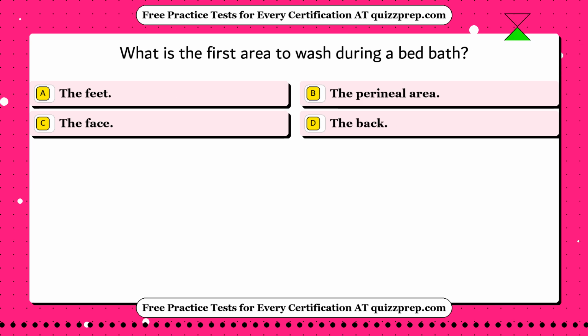Question 114. What is the first area to wash during a bed bath? Option A, the feet. Option B, the perineal area. Option C, the face. Option D, the back.